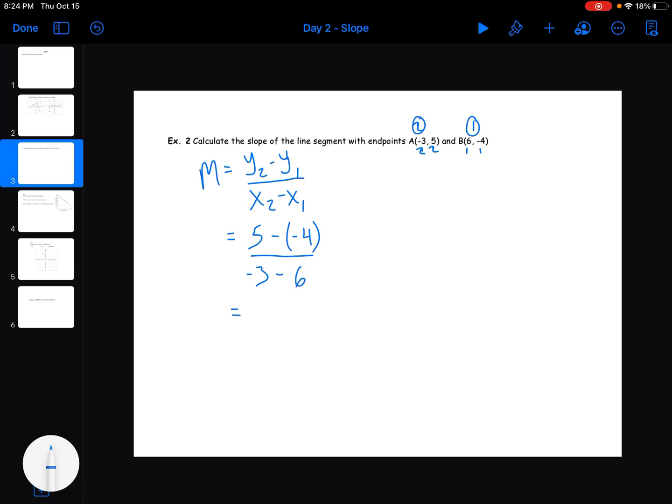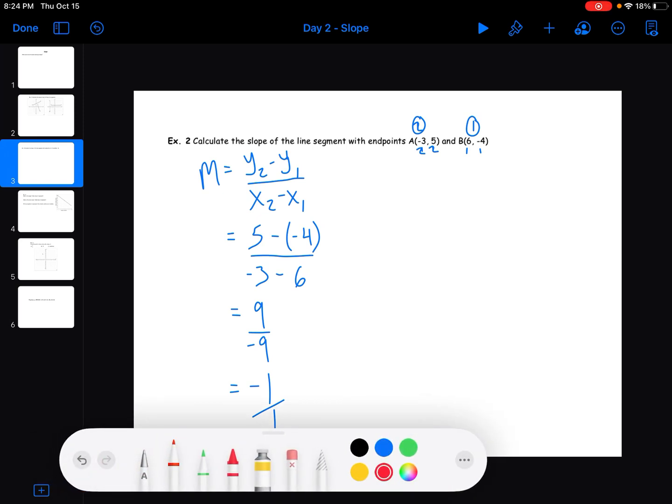Minus 6. Okay, so 5 minus -4 is 5 plus 4, which is 9. -3 minus 6 is -9. 9 divided by -9 is just -1, or -1 over 1.